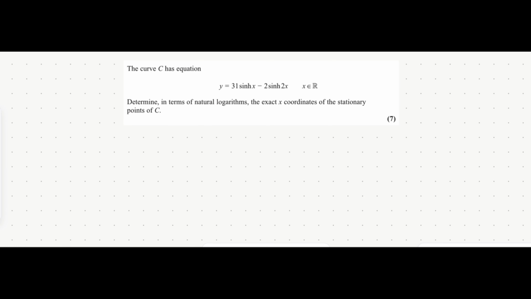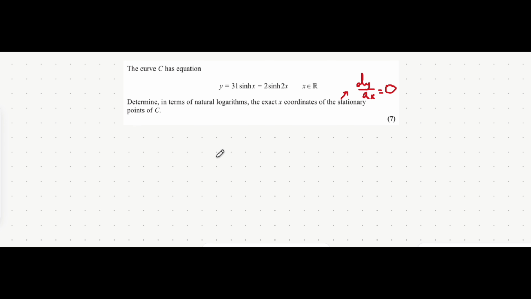In this video, we're going to have a look at differentiating the sinh function as well as how the natural logarithm can come into all of this. So to start with, it wants the exact x coordinates of the stationary point, and we need to know that a stationary point is where dy/dx is equal to 0. So our goal first is to differentiate this function of y before making it equal to 0.